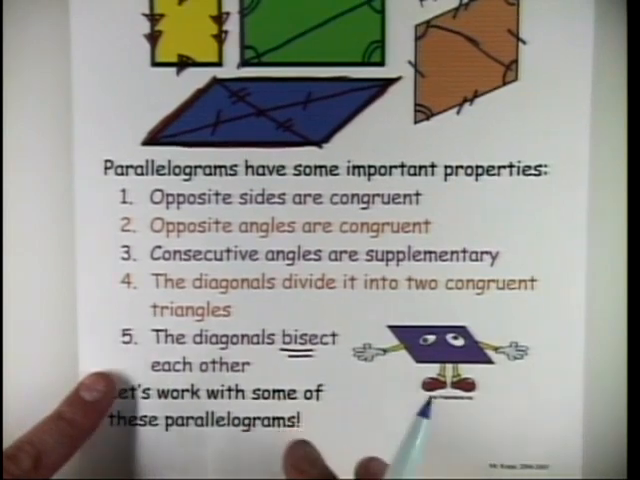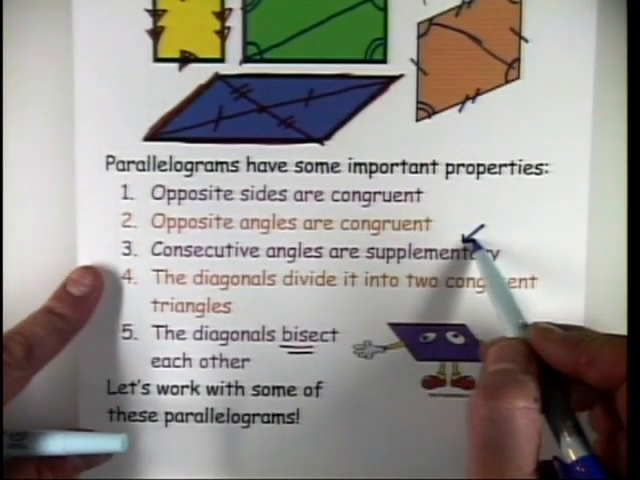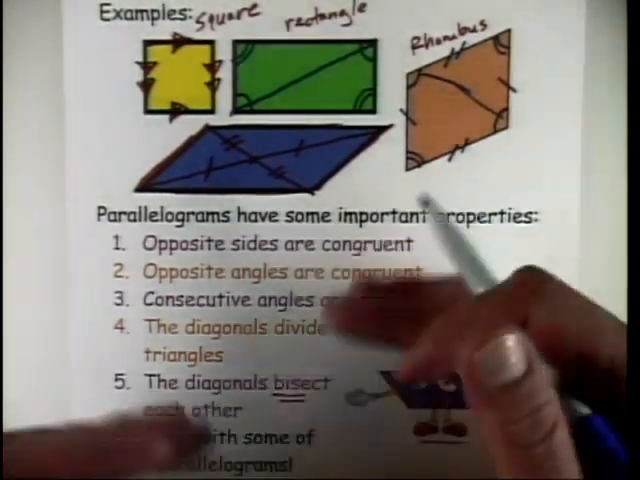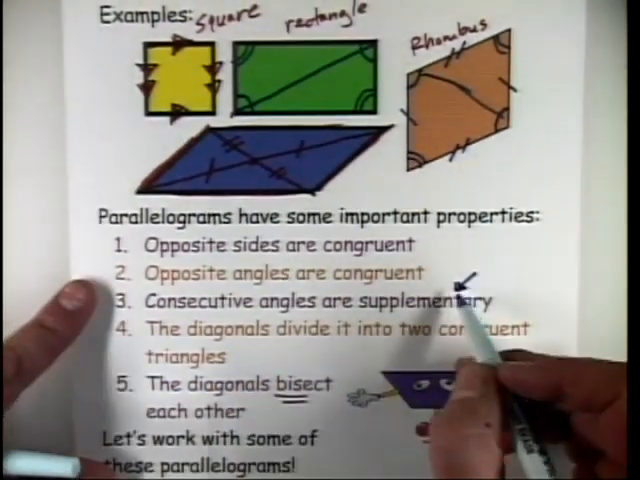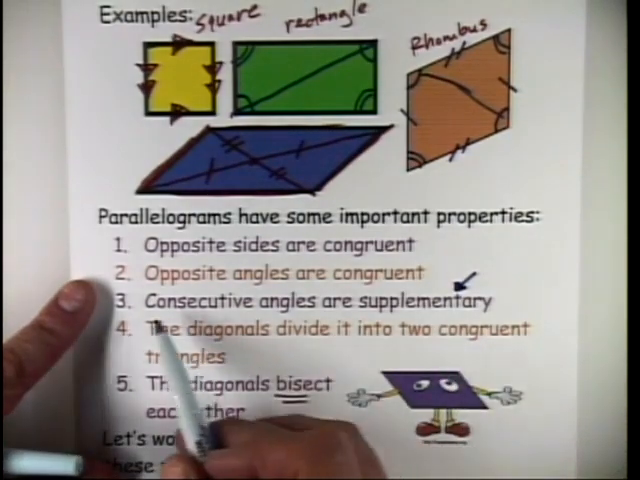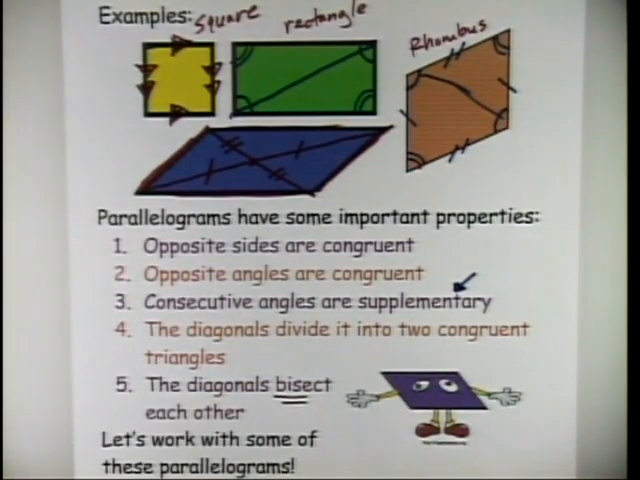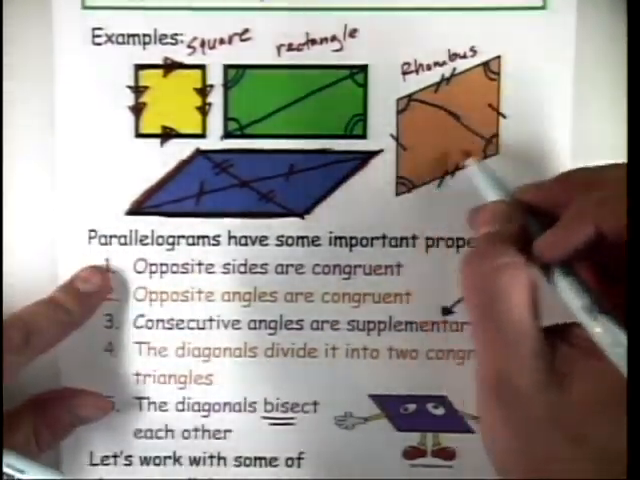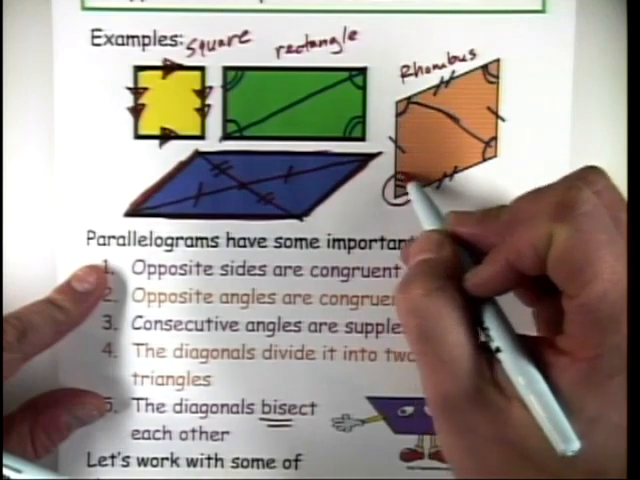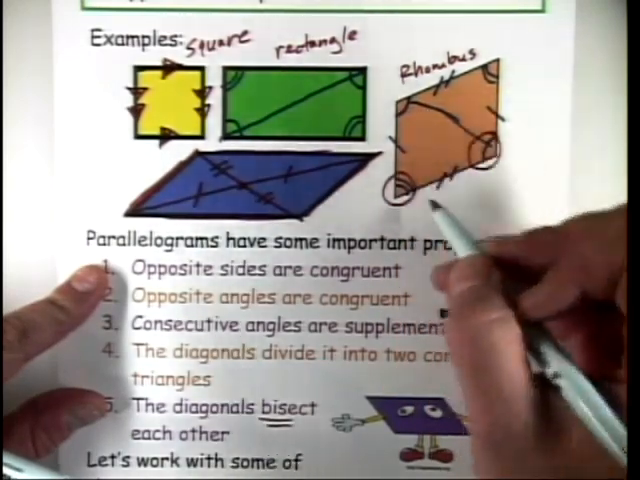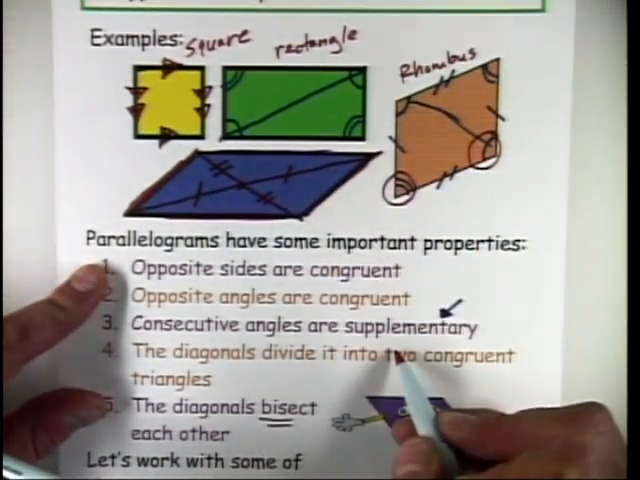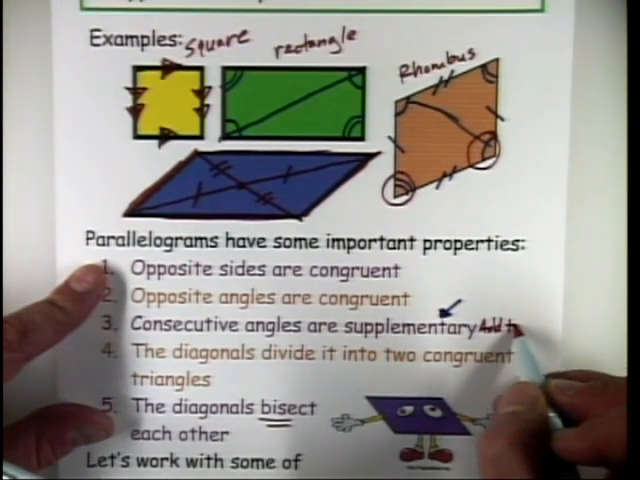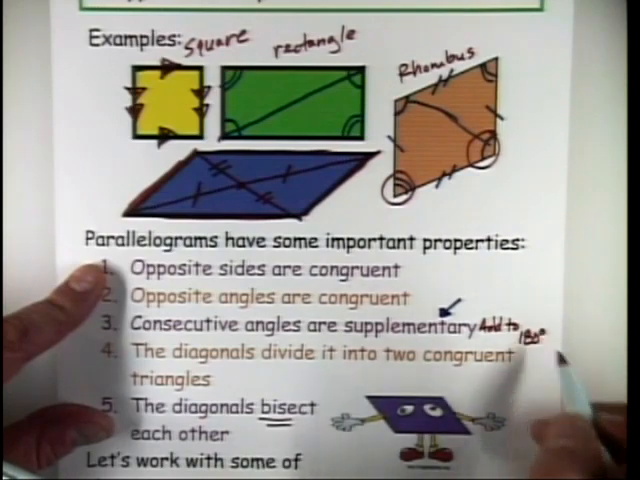And you're not going to let me get away with skipping one, are you? I just realized number 3, the consecutive angles are supplementary. There's really no rhyme or reason to listing these, so the fact that I skip one doesn't really hurt. The consecutive angles are supplementary. Remember, consecutive angles are the ones that are next to each other. So if I look at this orange rhombus here, this angle and this angle, they're consecutive angles. They're supplementary, which means that they add up to 180 degrees.